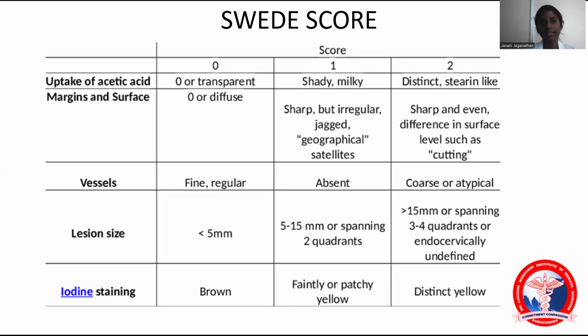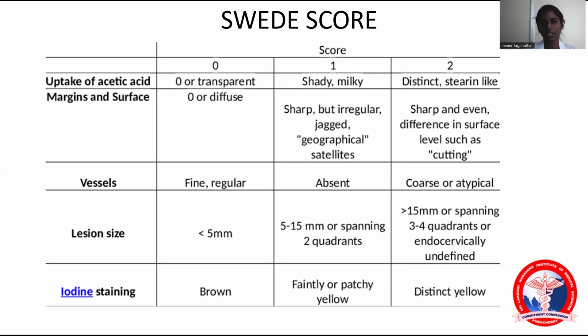So uptake of acetic acid will be 0 or transparent, that score will be 0. Shady or milky, 1. For score 2, it is distinct or streak-like staining. Margins and surface, if diffuse margins, that will come under 0. Sharp, irregular, jagged, geographical, satellites will come under score 1. Score 2 signifies sharp and even difference in surface levels such as cutting.